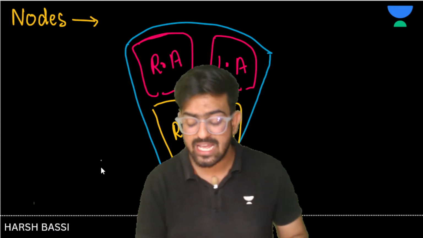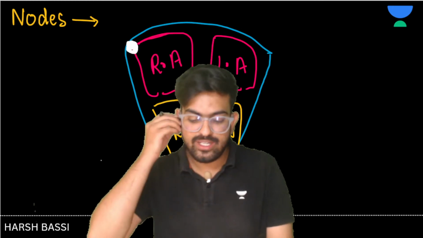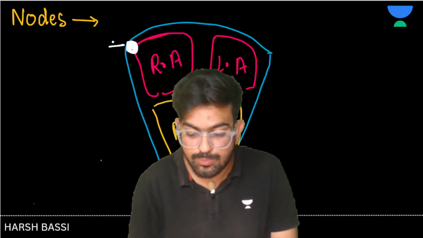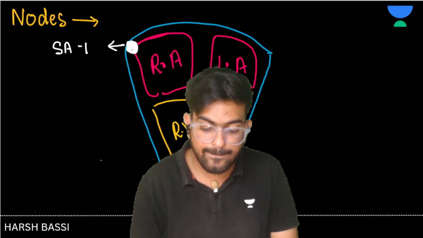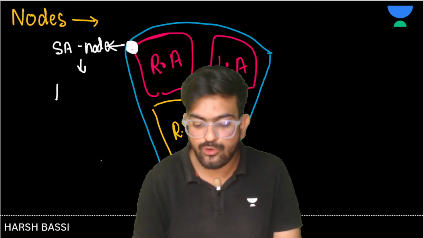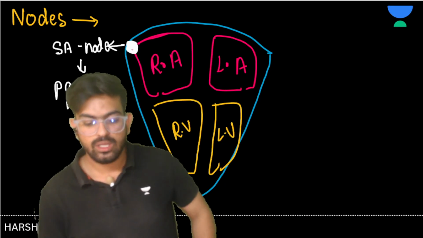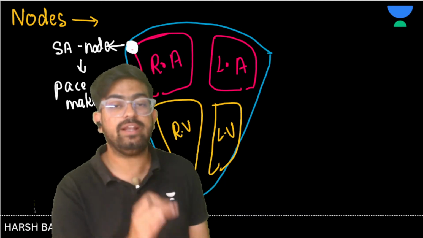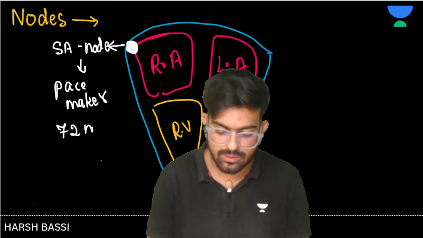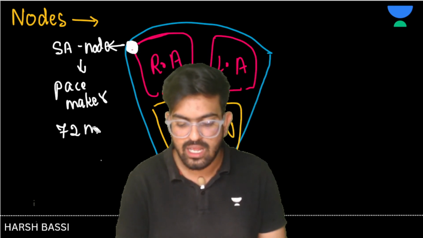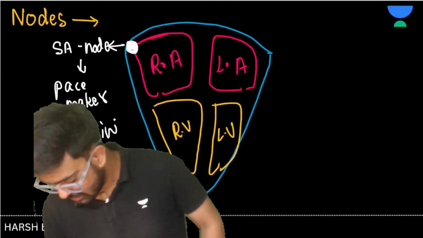Why? Because the SA node which is present here is responsible for generating the impulse, and it is also known as the pacemaker of the heart. Clear to everyone? Okay, yes, and it is the only one who decides the heartbeat. Our heart beats 72 times per minute. Yes or no? Okay, yes.